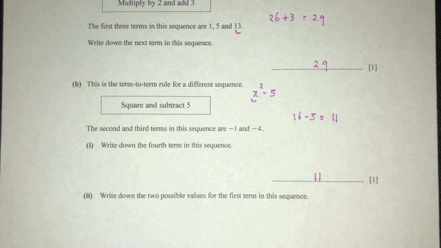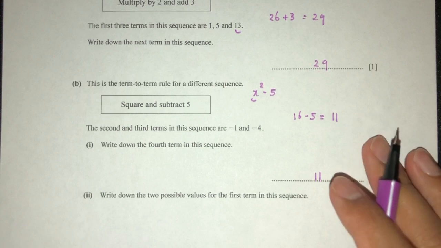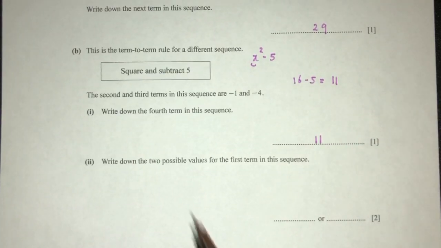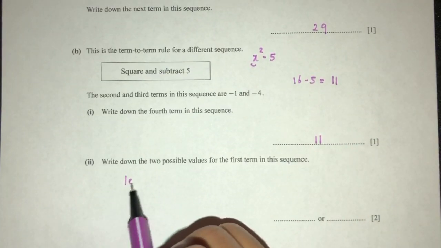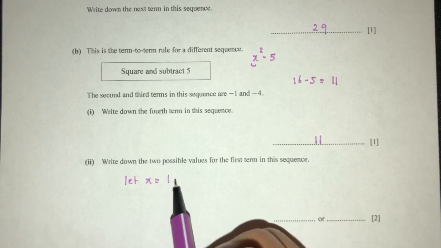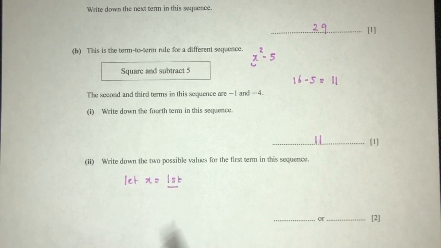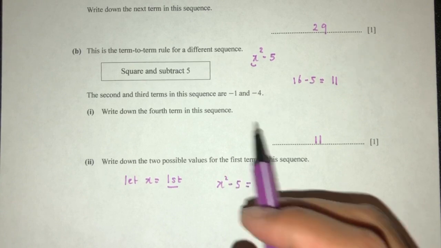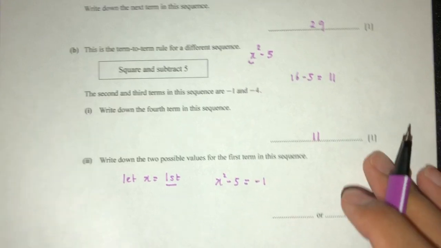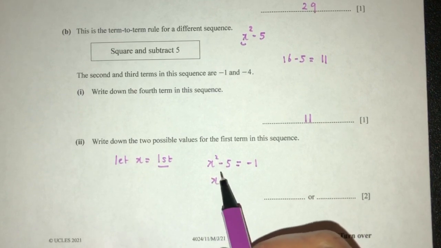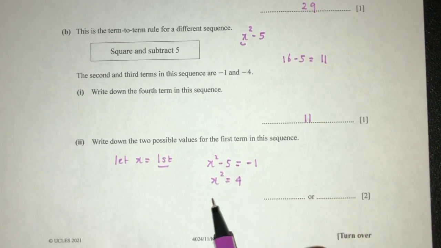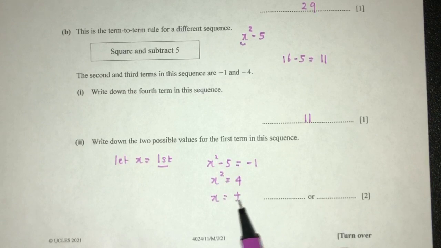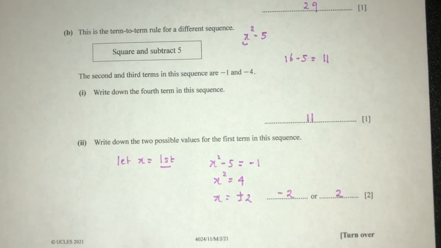Now we have to write down the possible values for the first term of this one. So let's go. Let x be the first term. We know that if I take x squared minus 5, I'm going to get minus 1, which means x squared has to be the value of 4. X will be plus or minus 2. So it can be minus 2 or 2. That is your question number 14.